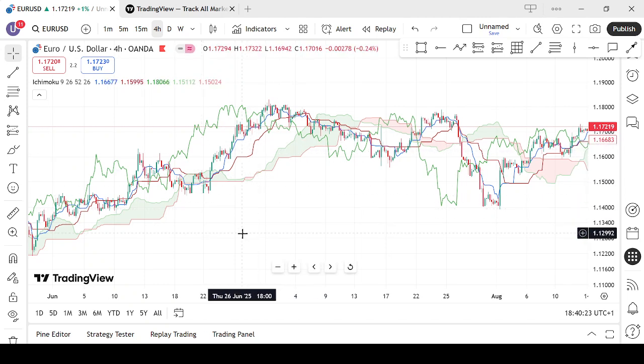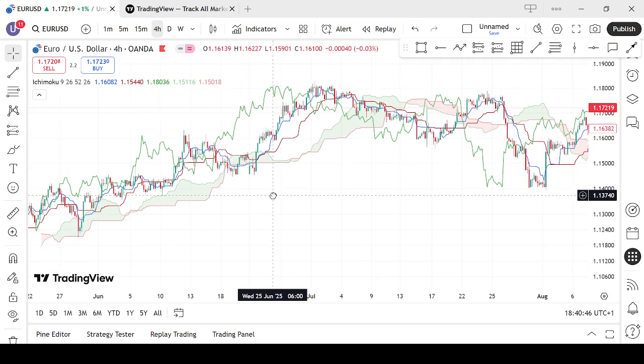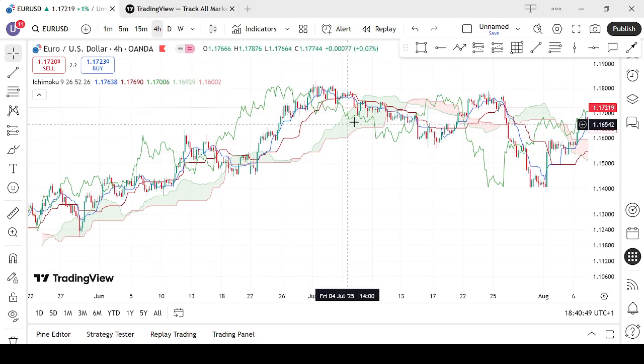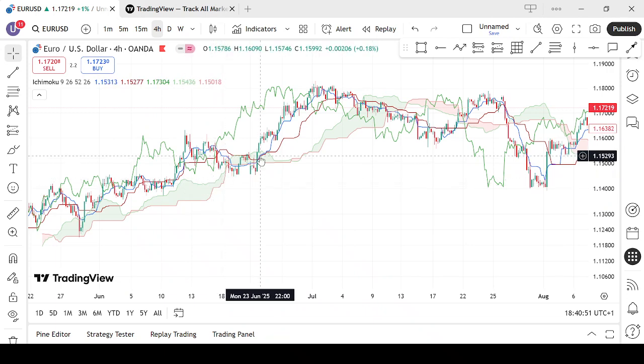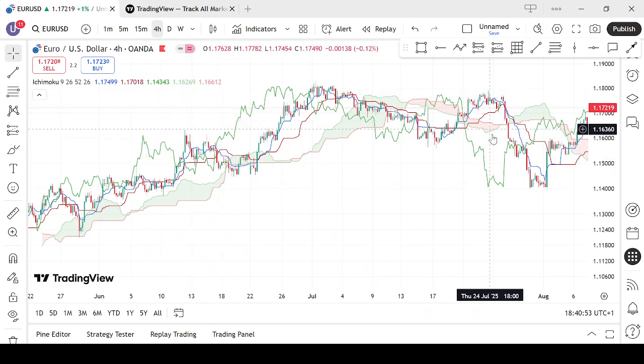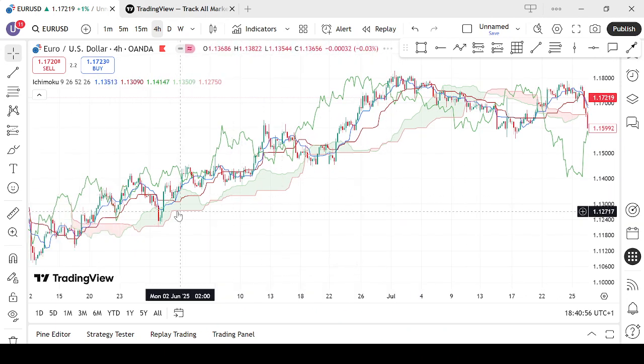Now let's see how we can trade with the cloud and the time frame mastering. Trading with the cloud and mastering time frames are crucial aspects of effectively using the Ichimoku indicator. The Kumo or cloud serves as a primary focus for trend identification and potential support and resistance levels. As you can see, they act as support and resistance levels both above and below the chart. These are the clouds.